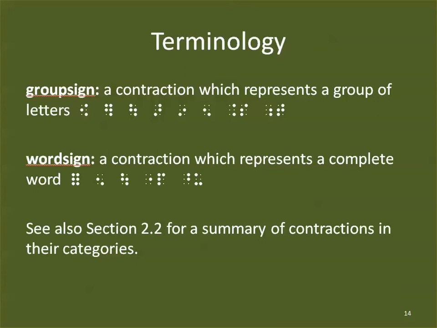You might find section 2.2 in the rule book handy. It's a summary of all the contractions, and it puts them into their respective categories.